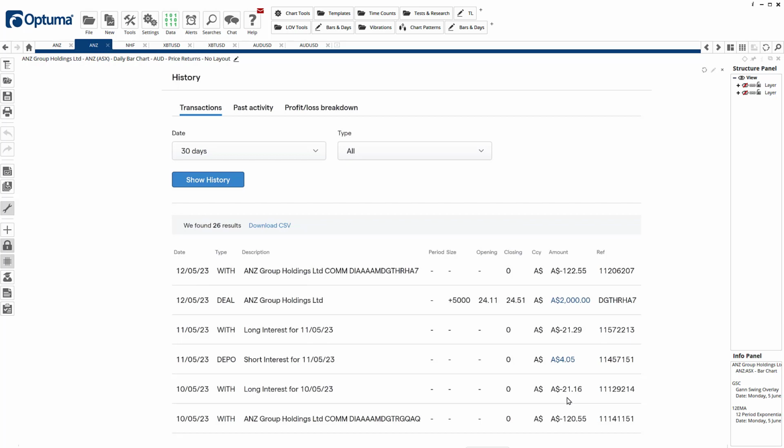I paid interest here on the 10th of May. I paid interest here on the 11th of May. And there's my brokerage to get out of the trade. So the net result was around $1,700. And that, as you can see, was within a couple of days.